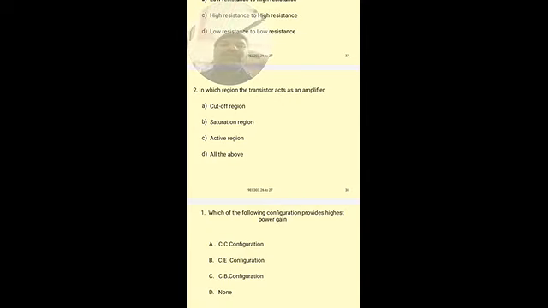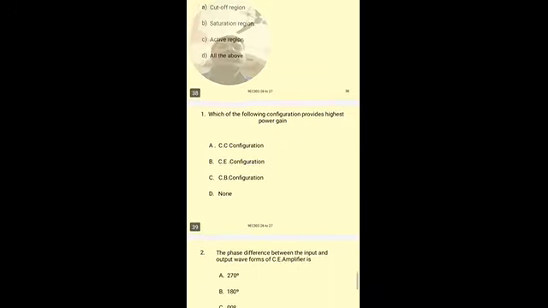Which of the following configurations provides the highest power gain? CC configuration, CE configuration, CB configuration, or none. Since in the CC configuration voltage gain is not possible, and in the CB configuration current gain is not possible, and both current gain and voltage gain are possible with the CE configuration, we have a high power gain. So the answer is CE configuration.